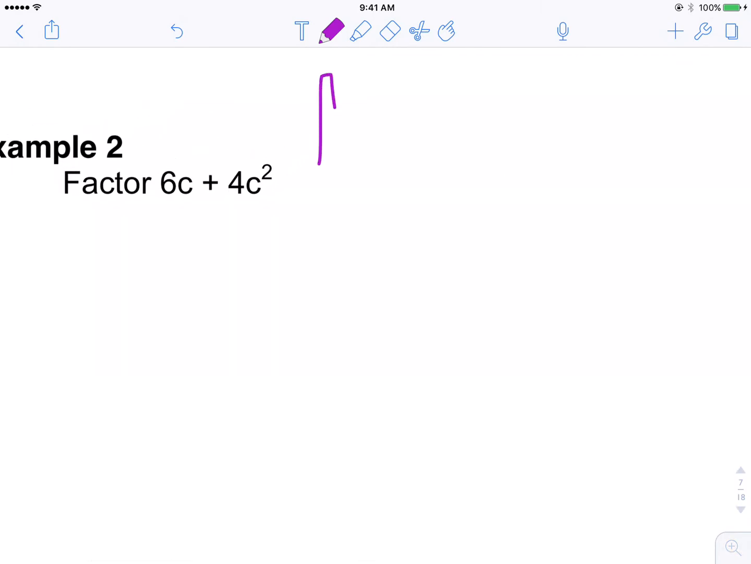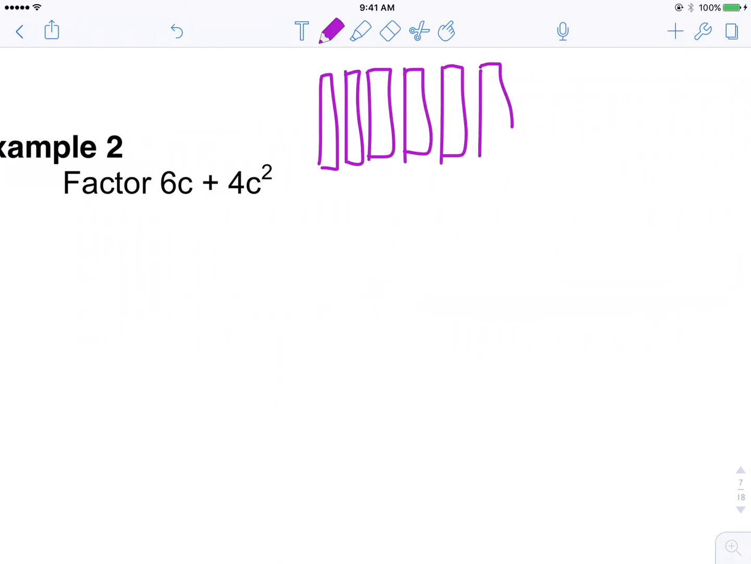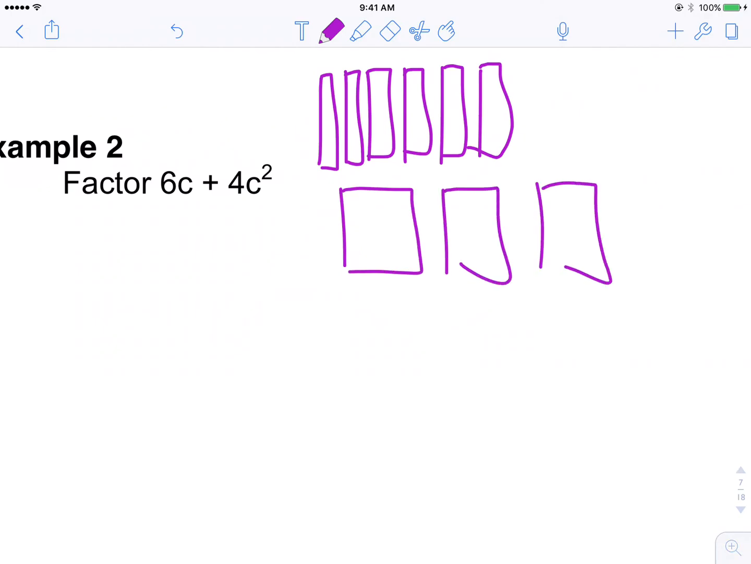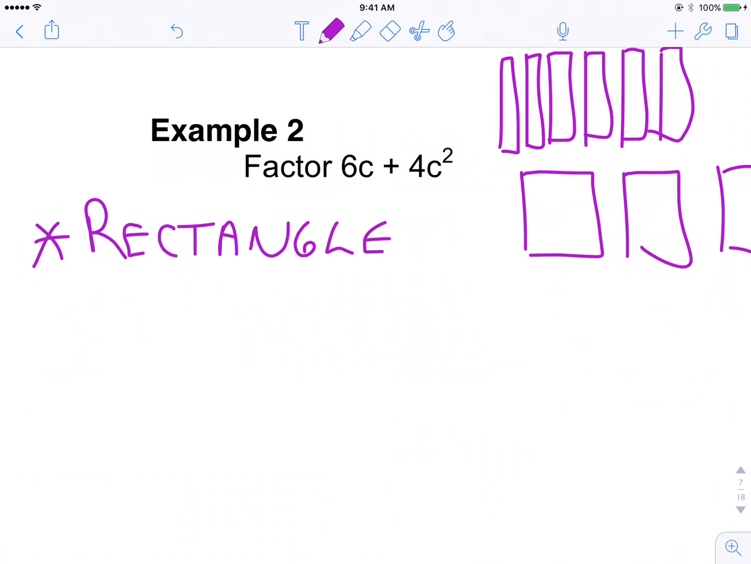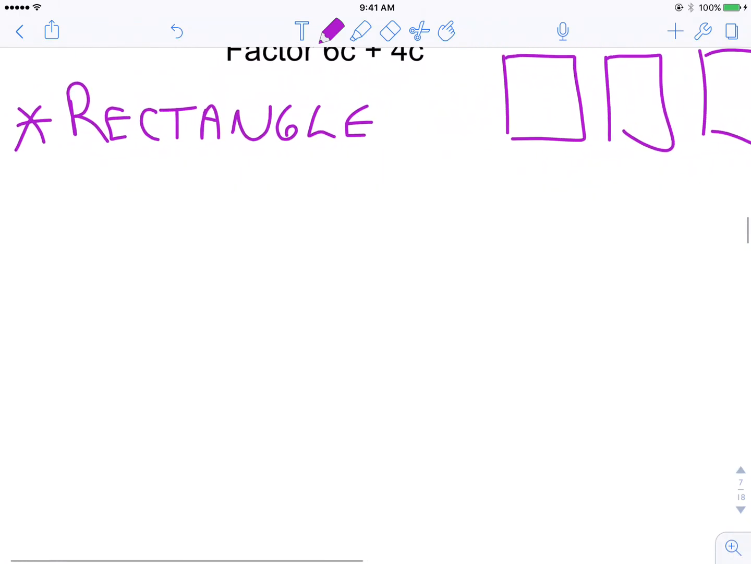So I need 6 rectangles: 1, 2, 3, 4, 5, 6, and 4 big squares. So these represent my algebra tiles that I need to use for this polynomial. And remember, I need to arrange these into the shape of a rectangle. So I take those tiles, I play around with them, and I arrange them into a rectangle, which would look something like this.